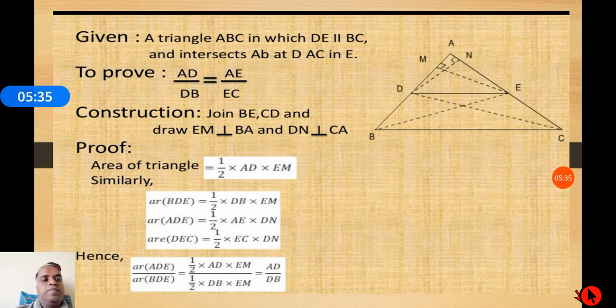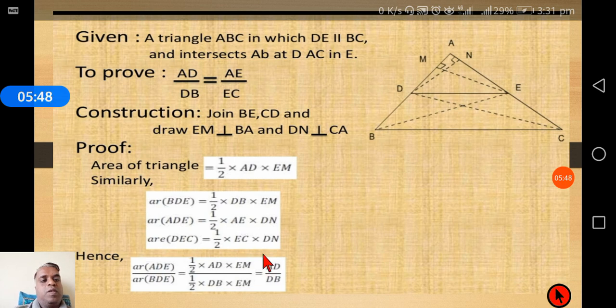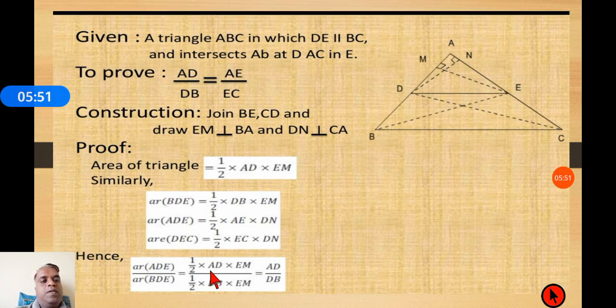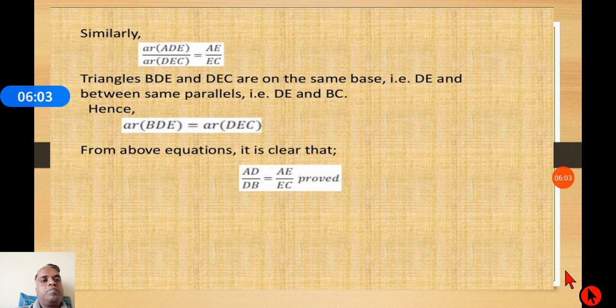Area of ADE, half AD into EM, divided by area of BDE, half DB into EM. Which one is common on both sides? EM. So, delete EM. Both sides EM is common. Then what is left? AD by DB. Area of ADE divided by area of BDE equals AD by DB. Similarly, area of ADE divided by area of DEC is equal to AE by EC.